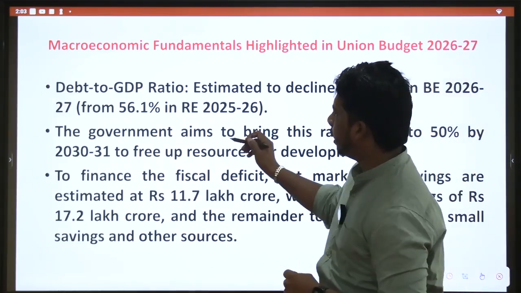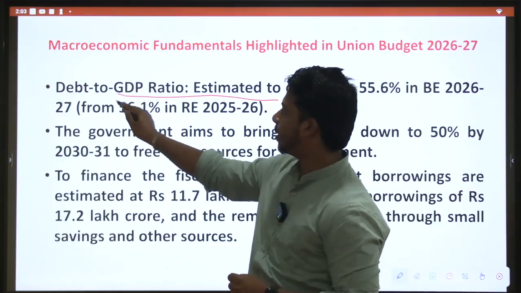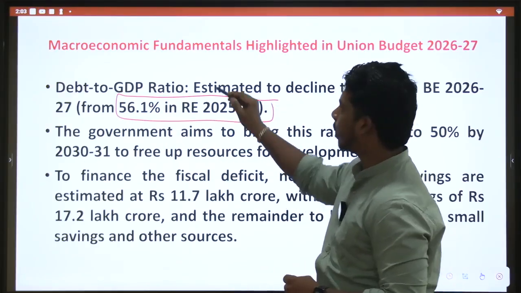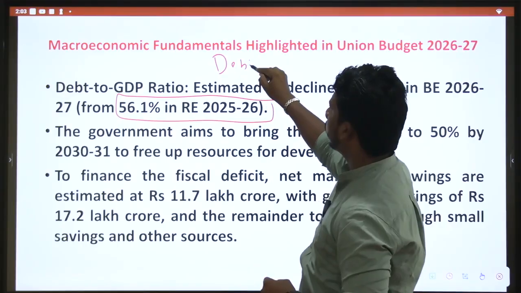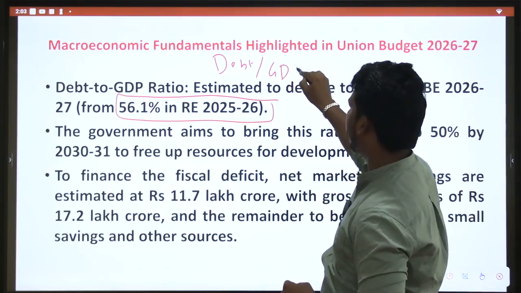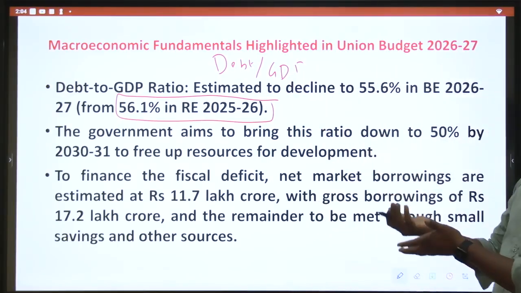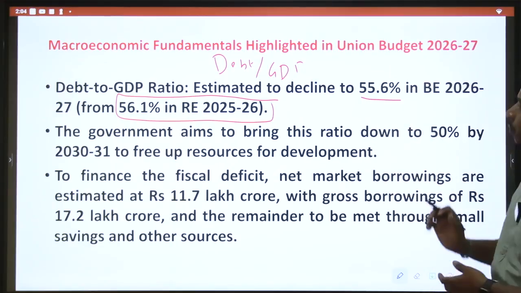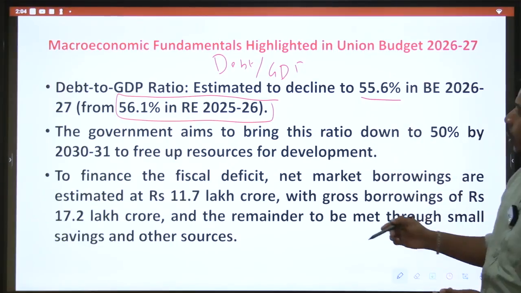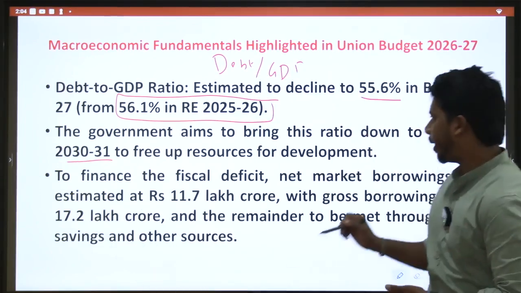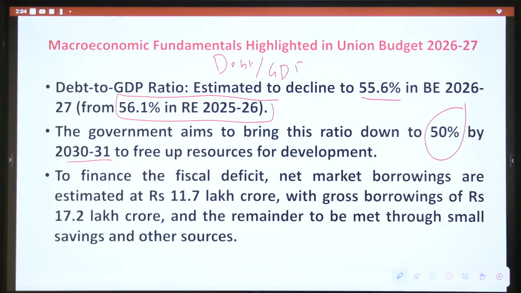So this debt to GDP ratio, currently we have 56.1%. Okay, total debt of the government to total GDP. Then for the next financial year we want to reduce it to 55, and by 2030 we want to take it to 50%. Okay, we have already seen this.